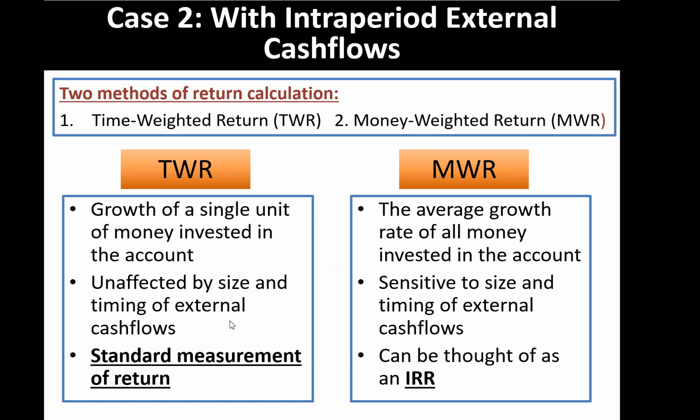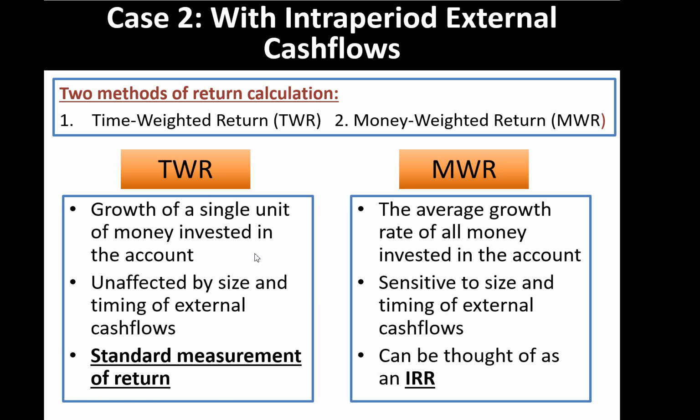Now, the second case is a little more complicated. And this is the case where you have inter-period external cash flows. What you want to familiarize yourself with is that there are two methods of calculating returns when you have cash flows occurring within the period of time. One is called the time-weighted return, and the other is called the money-weighted return. And this table here just goes over a brief summary of the differences between the two.